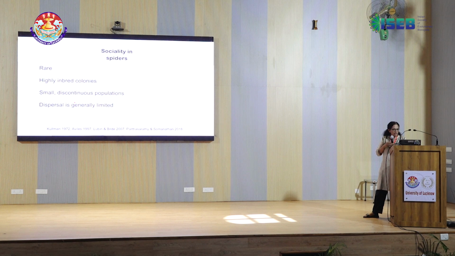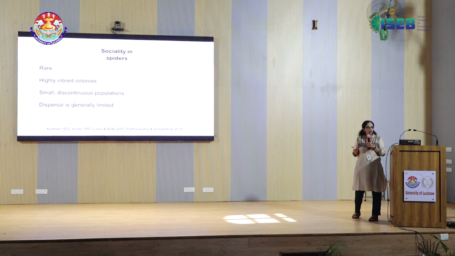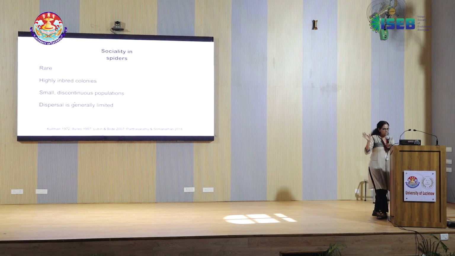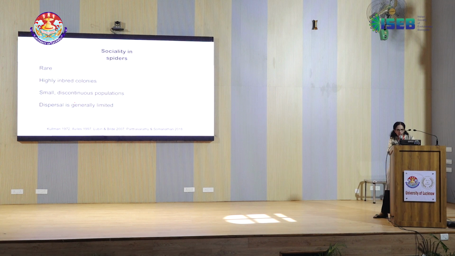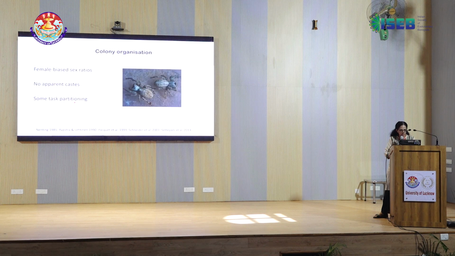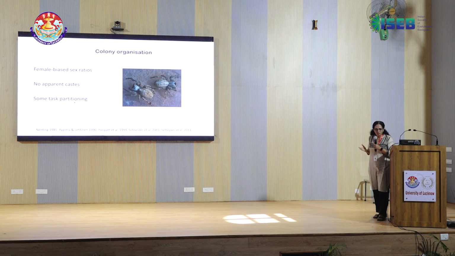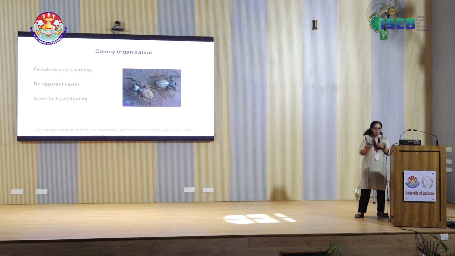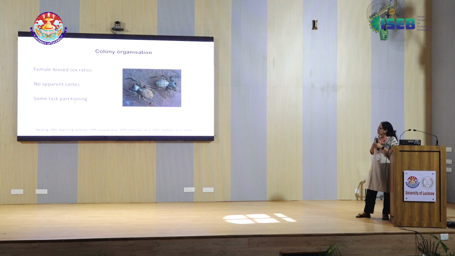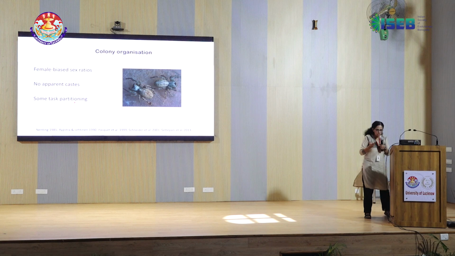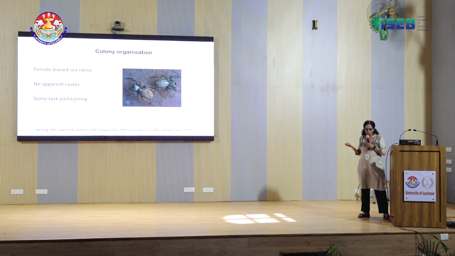And they live in highly inbred colonies. And as Trine was mentioning in the morning, they live in very small, discontinuous populations, and she has beautifully told us why that might be the case. It's also a fact that dispersal, we think, is quite limited in social spiders. And of course, they're very different from honeybee societies. For example, yes, they do live in female-biased colonies, but there are no strict morphological castes, unlike in Apis or in honeybees. And most individuals seem to be capable of doing most things.